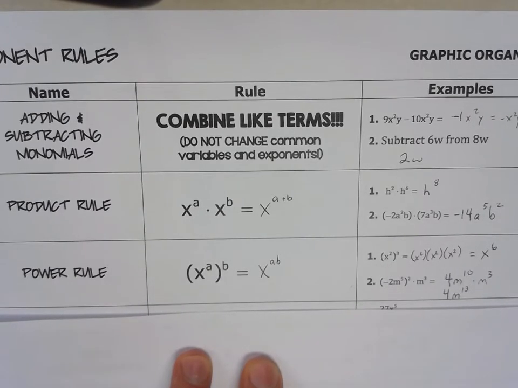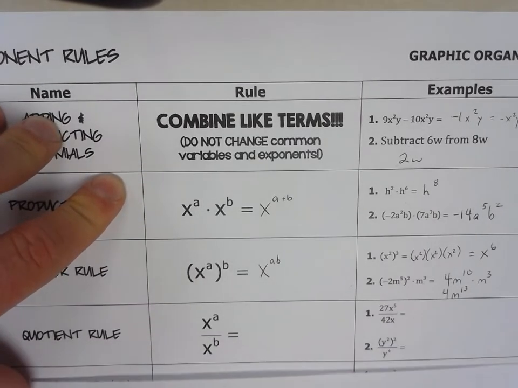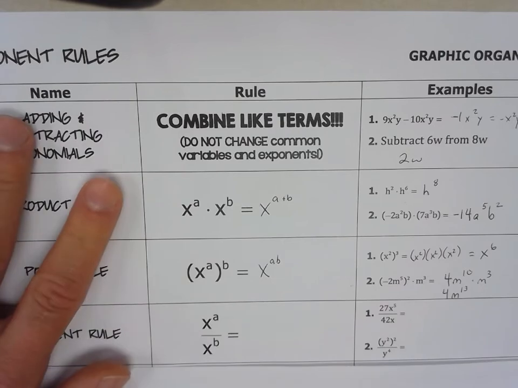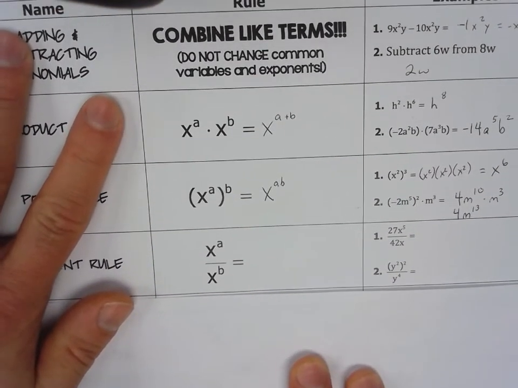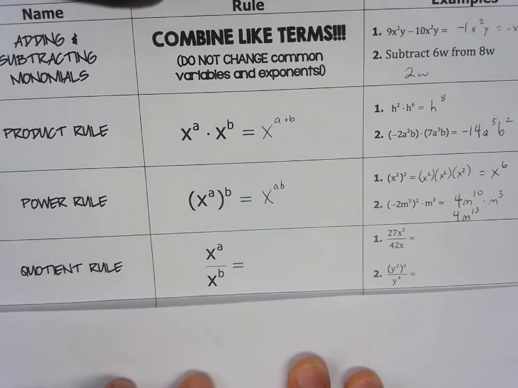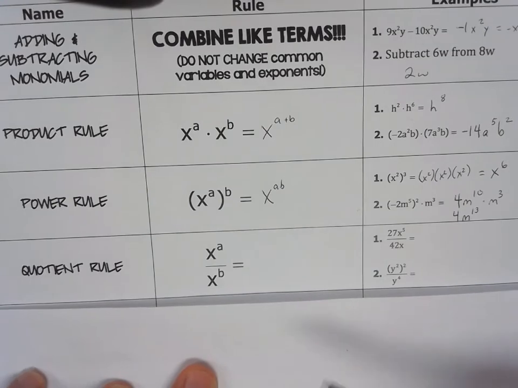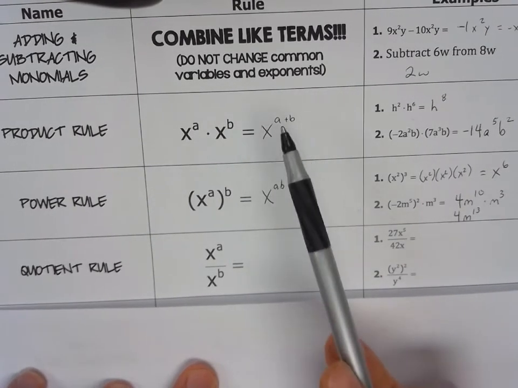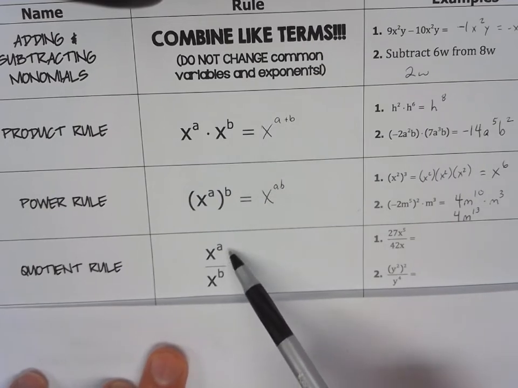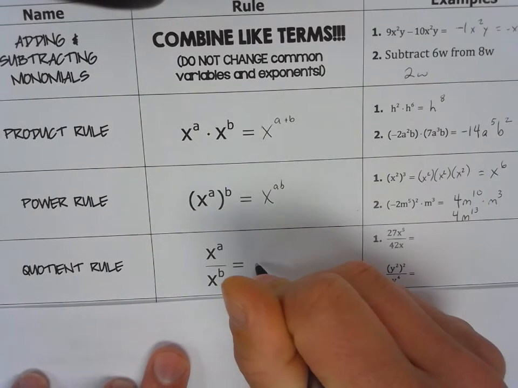Great. Moving on, we have the quotient rule. So quotient, of course, means division. So as you've probably guessed, if we are dividing, we're going to be doing the opposite of what we did for the product rule. Since division is the opposite of multiplication, what we're going to do with our exponents is going to be the opposite of what we did here. So since we have x to the a all over x to the b, instead of adding, we'll be subtracting. So we have x to the a minus b.